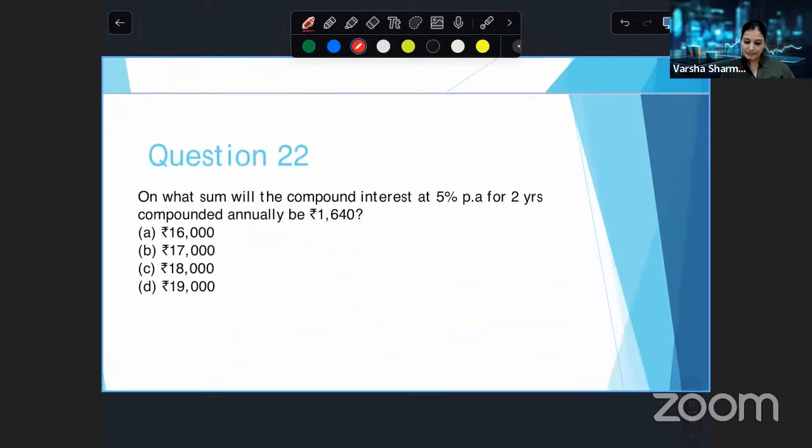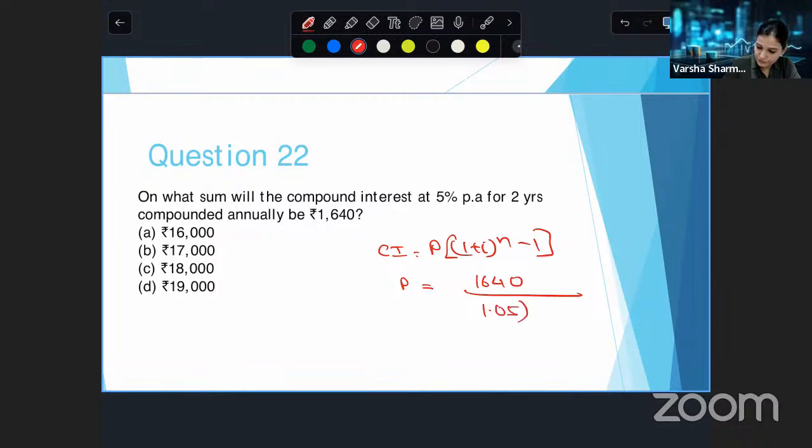22. On what sum will the compound interest at 5% per annum for 2 years compounded annually be 1640? In this case, you can go for trial and error also, or we can use the compound interest formula. Compound interest formula: principal into (1 plus i) power n minus 1. So if I want to find out the principal, 1640 divided by 1.05 power 2 minus 1. Answer. Exact 16,000 we are getting.